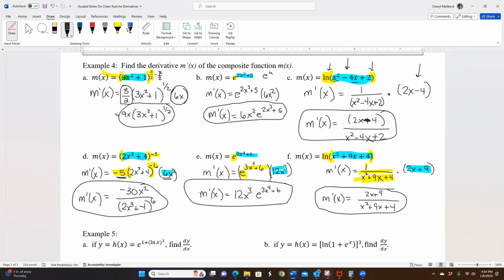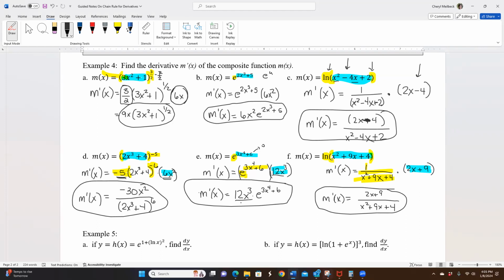If we look at e, our outside function is the e function, and the inside function is that exponent function. So when we take the derivative of e, we'll have e to the same power that it was, 3x to the 4th plus 6. But then we multiply it by the derivative of our inside function, which would be 12x to the 3rd, and then that 6, when you take its derivative, becomes 0. Multiplying this out, we often would write this as the coefficient of your e function. So you're going to have 12x cubed times e to the 3x to the 4th plus 6.